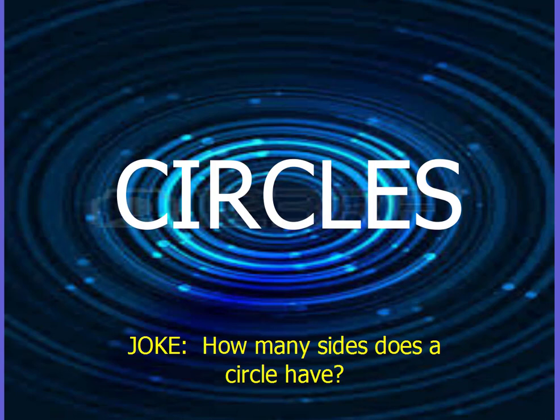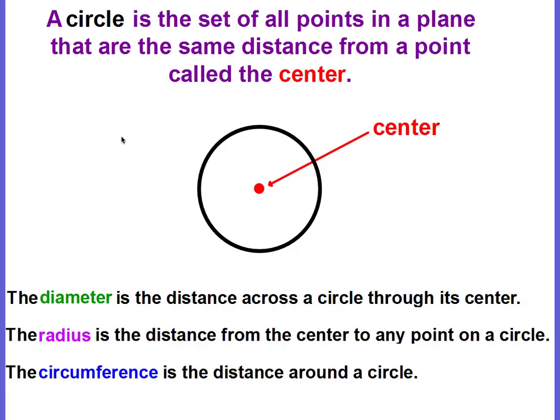Okay, please make sure that you have your notes. On the front page of your notes booklet, you see a circle, and you're going to need to label the parts of a circle on this page. A circle is the set of all points in a plane that are the same distance from a point called the center. Here's a point. This is called the center, and around it you have a whole bunch of little points, and they are all the same distance from the center. These points are what make a circle.